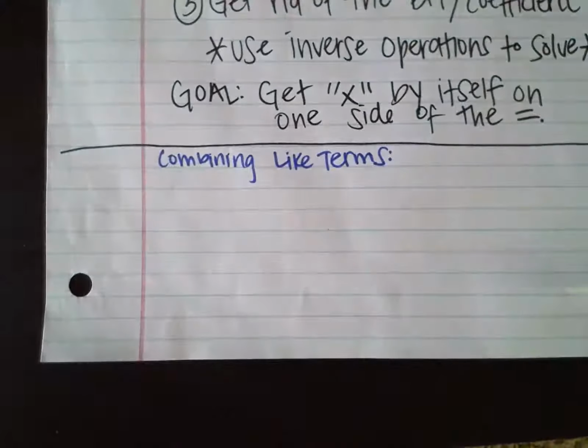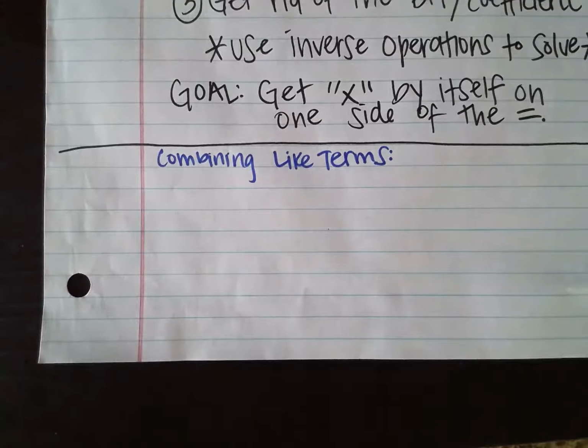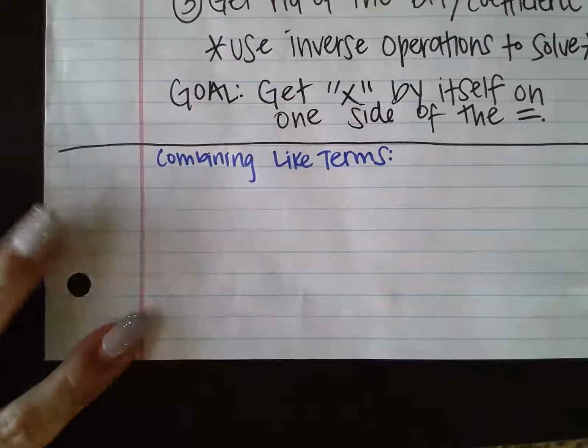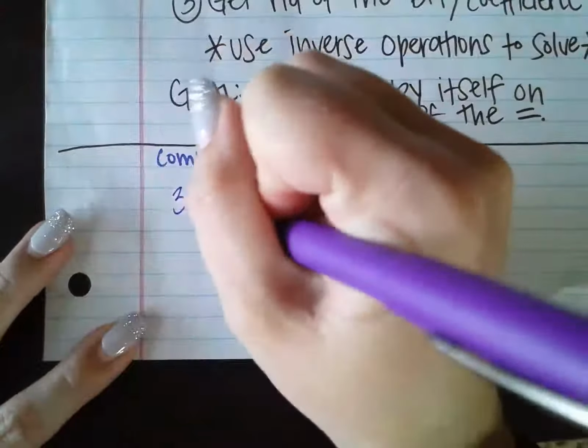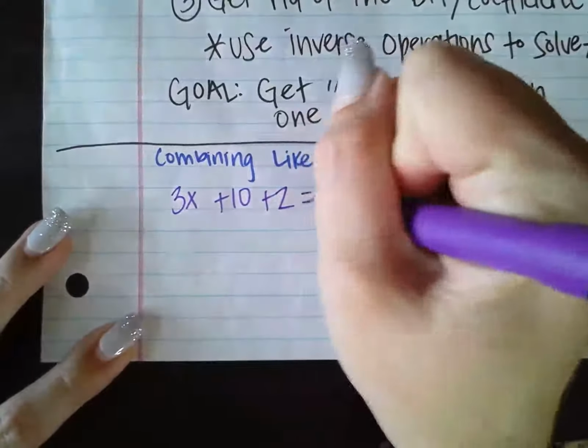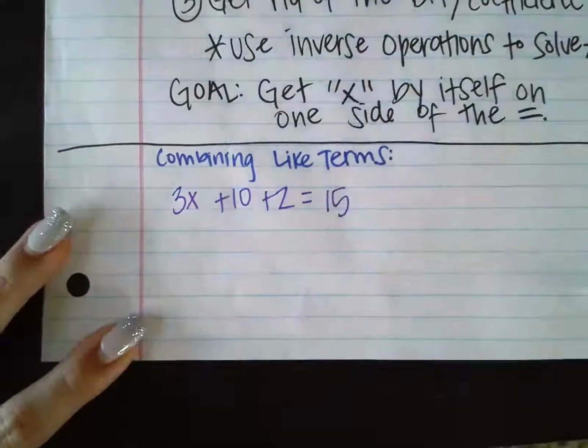Sometimes when we have equations, we have terms that are similar to each other. We call them like terms, and we can combine them to simplify our expression before solving it. So the first example I'm going to do is 3x plus 10 plus 2 equals 15.